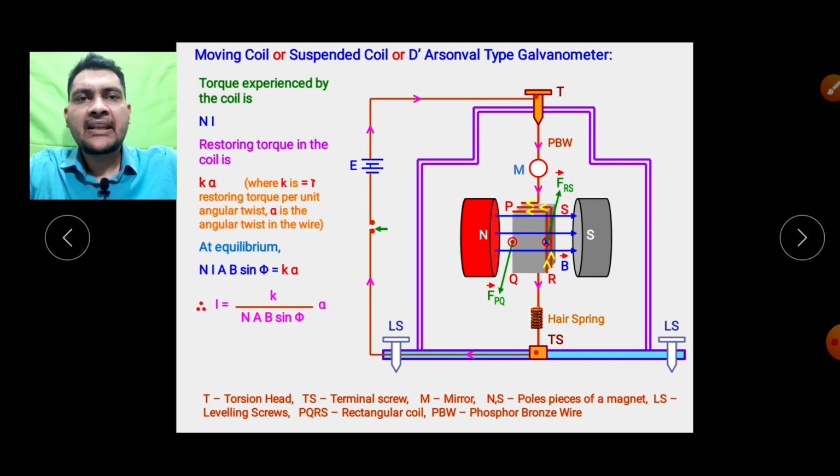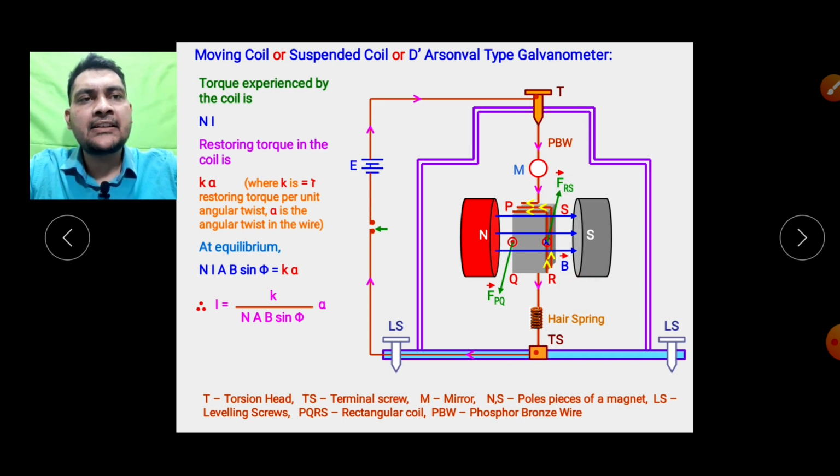So you can see here K alpha, and here NIAB sin phi is the torque acting on the rectangular coil when placed in a magnetic field, and in K alpha, alpha is the angular deflection of the coil. When you allow the current to pass through the coil, the coil rotates, and because of the rotation some restoring torque is developed in this hair spring. A restoring torque is developed because this spring is connected so as to bring the coil to its actual position when current is switched off.